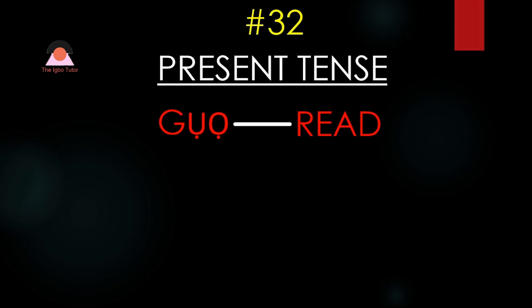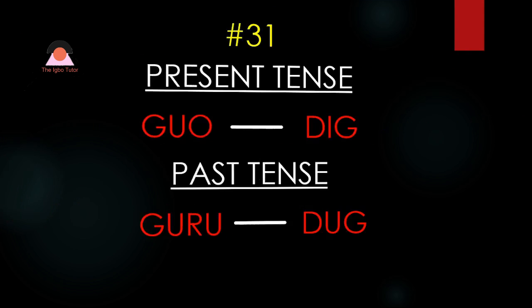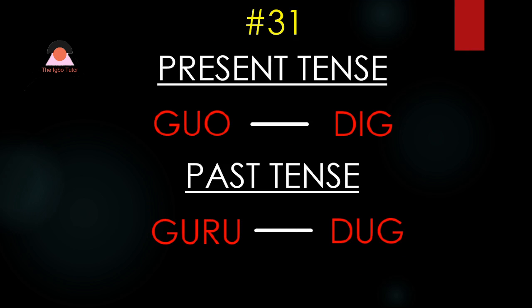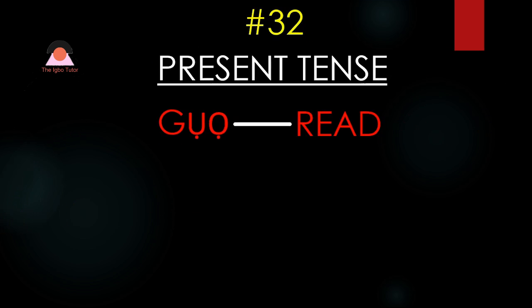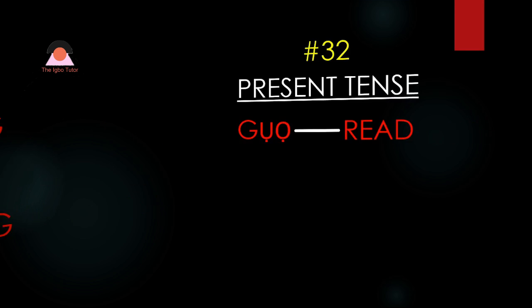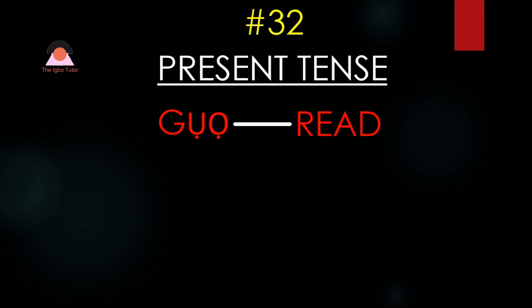The sound is different, even though the spelling looks alike. But let's go back to guo. What does this mean? This one means dig. Past tense of guo is guru. But when we move on to use dot under U and dot under O, the alphabet changes and the sound changes. This one is go, which means read or count, as the case may be.